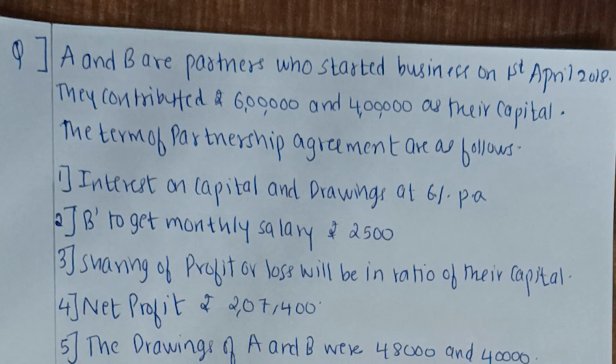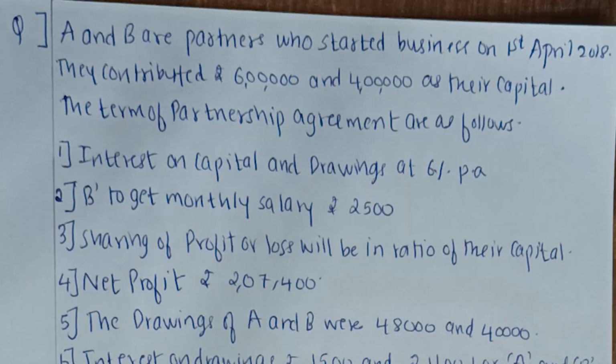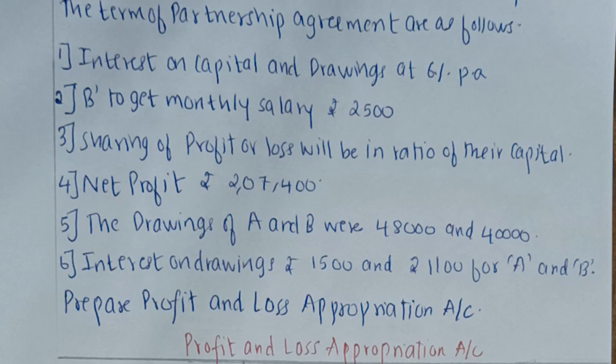So let's begin. The question reads: A and B are partners who started business on 1st April 2018. They contributed rupees 6 lakh and 4 lakh as their capital. The terms of partnership agreement are as follows. Interest on capital and drawings both are 6% per annum. B is to get rupees 2500 as monthly salary. Third, the profit or loss will be shared in the ratio of their capital.